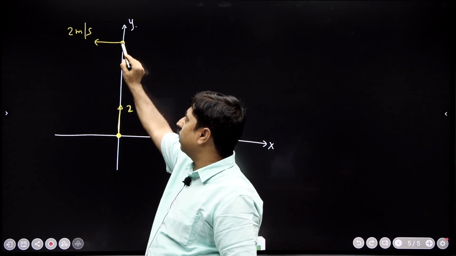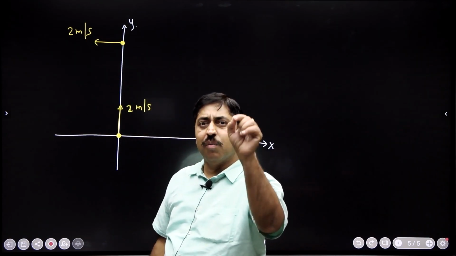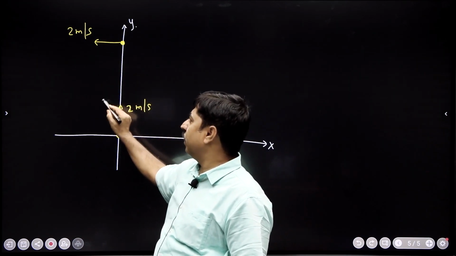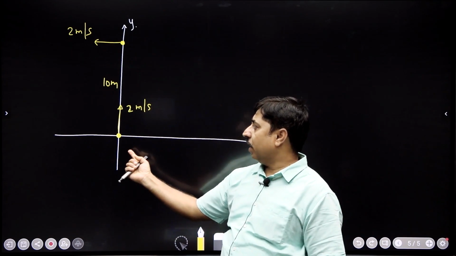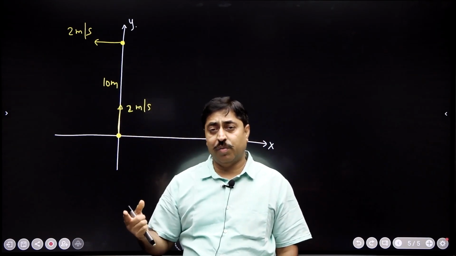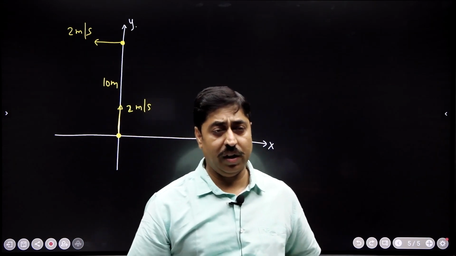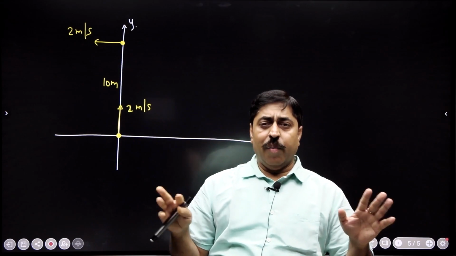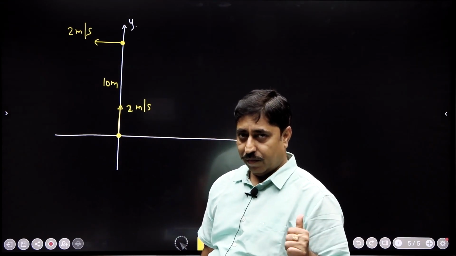Particle 1 is at origin, particle 2 is somewhere on y axis, and distance between them is, let us say, 10 meter, right. This particle keeps moving with constant velocity of 2 meter per second. This also keeps moving with constant velocity of 2 meter per second in negative x direction. Now, the same question. What will be minimum separation between these two particles during their course of journey?